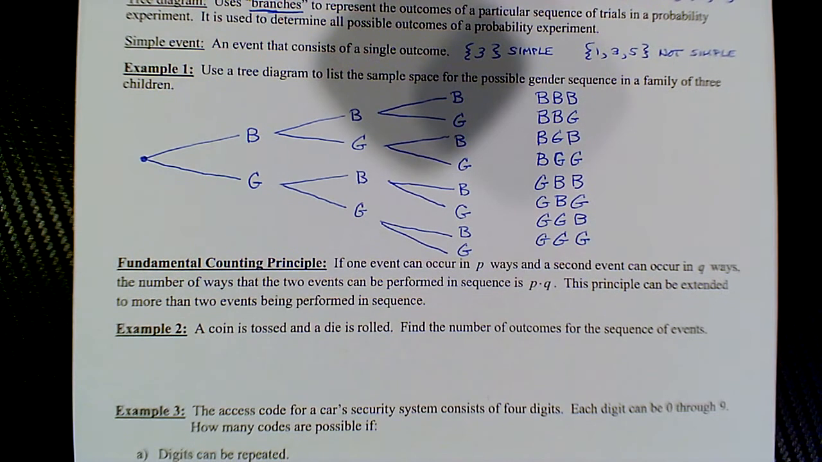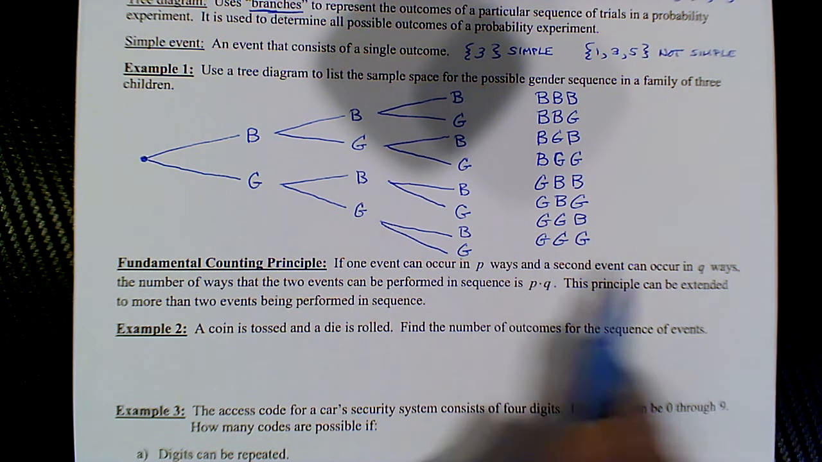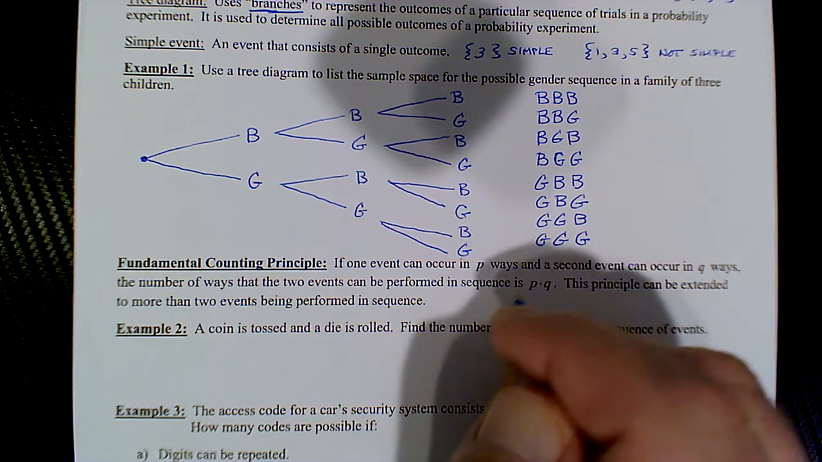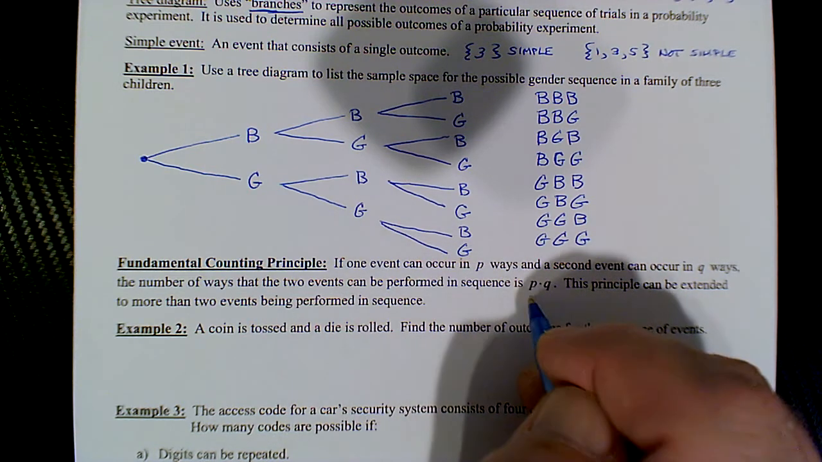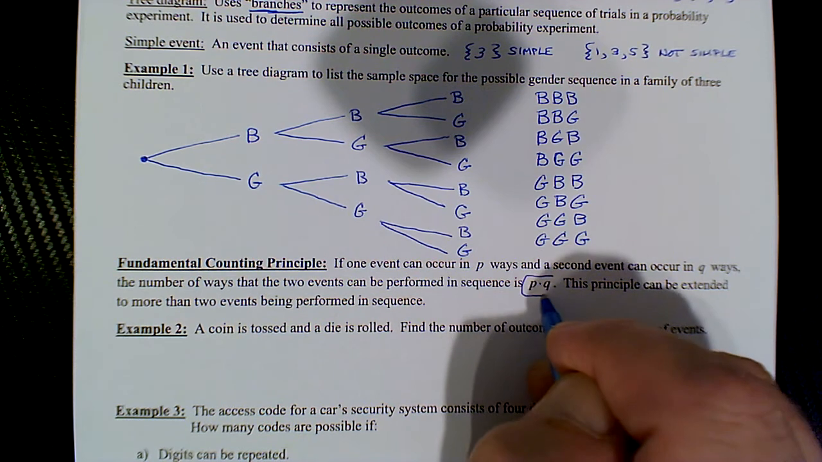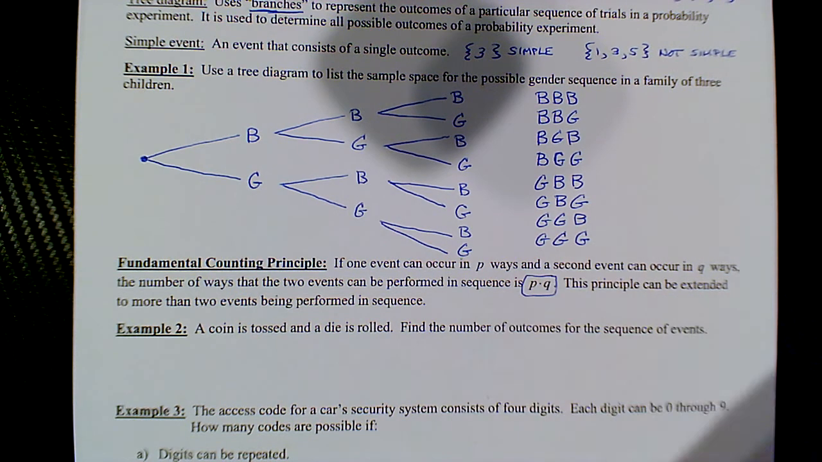Now, in terms of counting, we have this fundamental counting principle. If we perform two events in sequence, and the first can occur in P ways and the second in Q ways, then performing them in sequence, they can be performed in the following number of ways, where you take the product of P times Q. And you could extend that to more than two events.